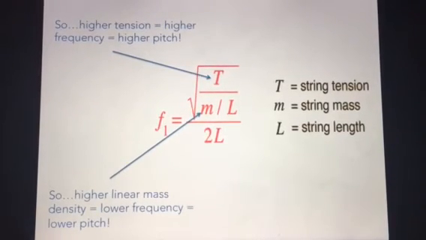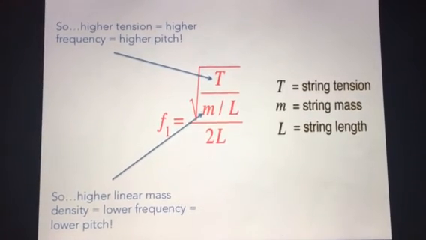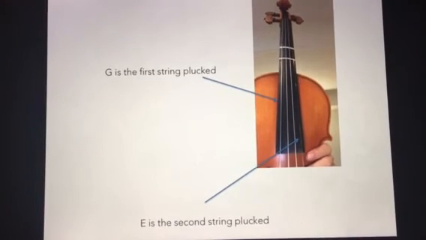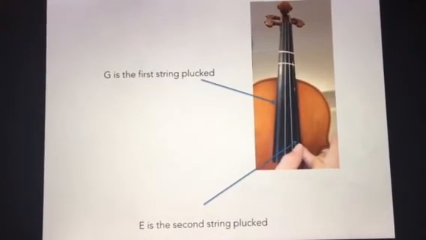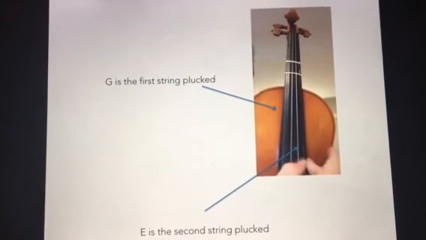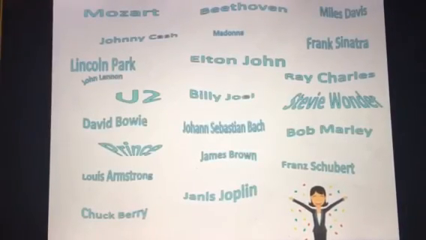This is why thicker and heavier strings on the violin play lower frequency notes, and the thinner and lighter play higher frequency notes. Here I am plucking the G string and the E string to show you how the E string with the lower linear mass density has the highest level of frequency.